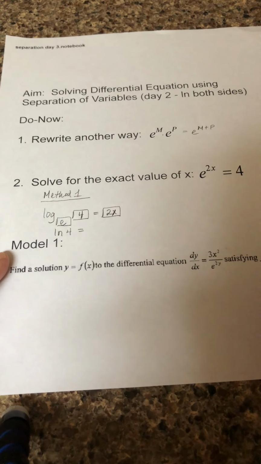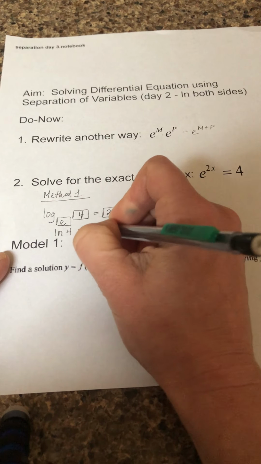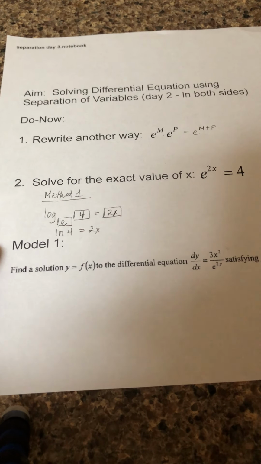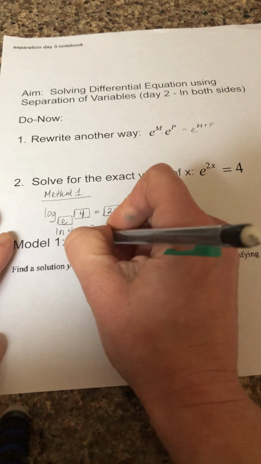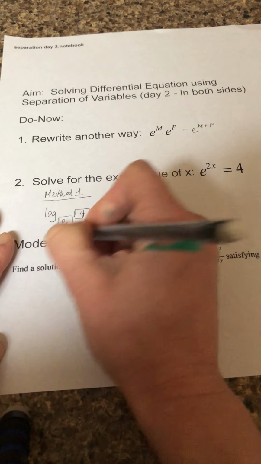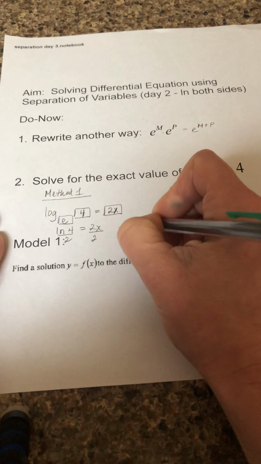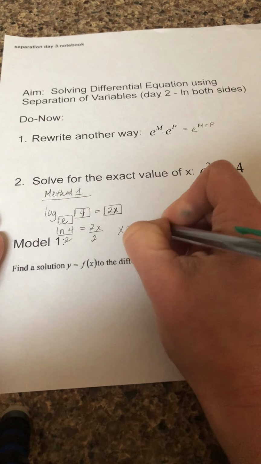So we would have the ln of 4 equals 2x. It says solve for the exact value of x, so it's not like we're going to be putting this in the calculator or anything like this. We would just want to divide both sides by 2. So therefore the exact value of x is ln of 4 all over 2.